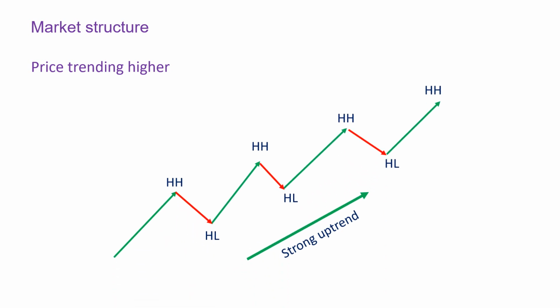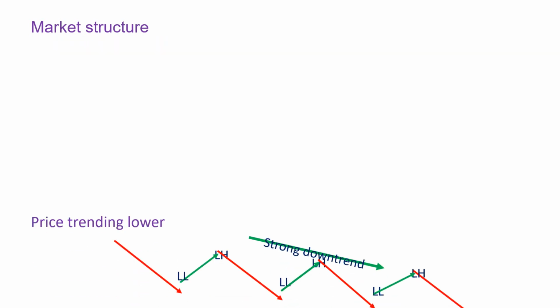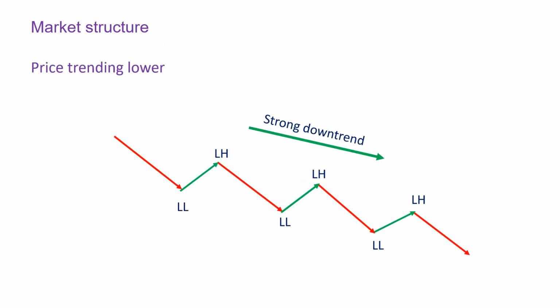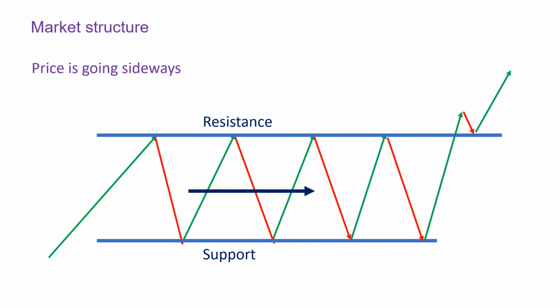When price is trending higher, it's always making higher swing highs, and the pullback makes higher swing lows all the way up. When price is trending lower, it's always making lower swing lows, and the pullback makes lower swing highs all the way down. When price is going sideways, it's always going up and down within two constrained boundaries called support and resistance levels. Of course, I'm going to talk about all of this in today's video in full detail.